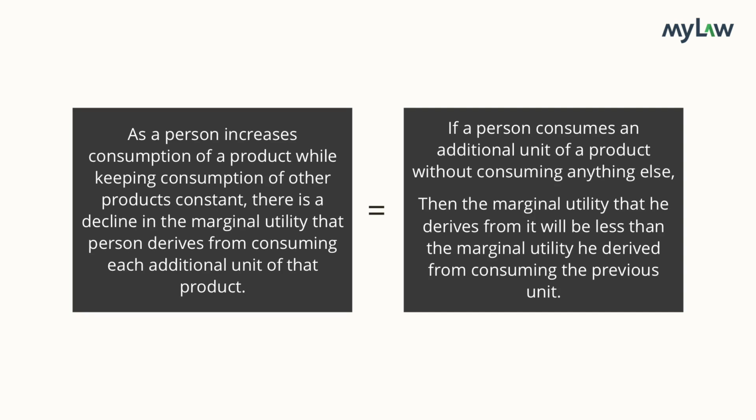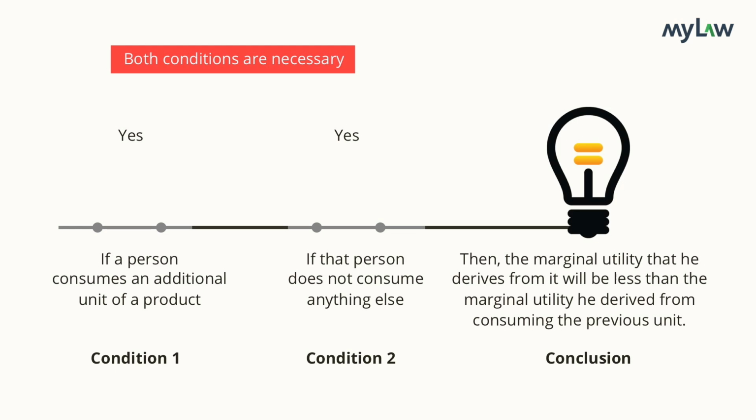As a person increases consumption of a product while keeping consumption of other products constant, what is the clue here? The word while indicates that both conditions are required concurrently. That is, both conditions are necessary to arrive at the conclusion. Only if both switches are turned on can we reasonably conclude that the marginal utility derived from the additional unit is lesser than the marginal utility derived from consuming the previous unit. From our lessons in the previous unit, we know that these concurrent conditions are switches connected in a series.